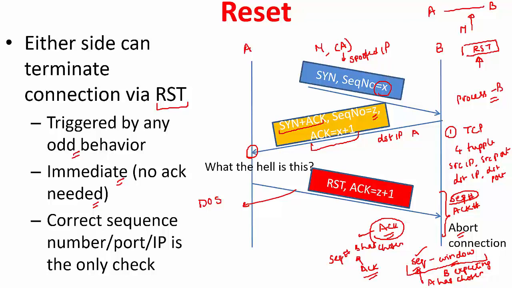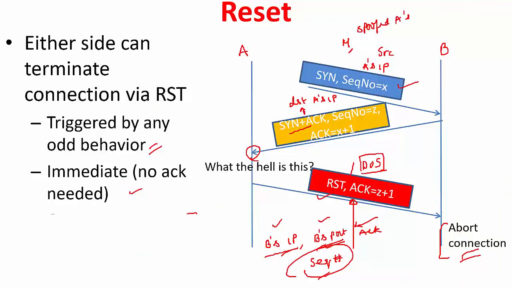But getting the sequence number correct is very important. So this is what this is saying. Getting the correct IP and port to get it to the right socket, and the correct sequence number, so that TCP will accept this particular reset packet. This is the only check.